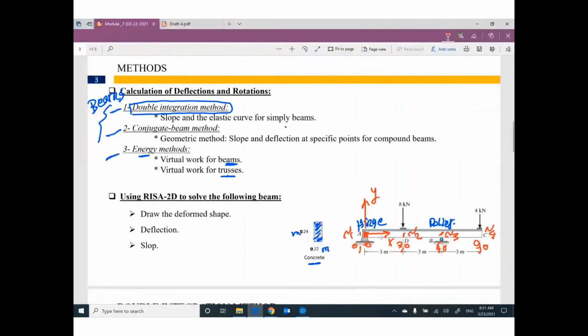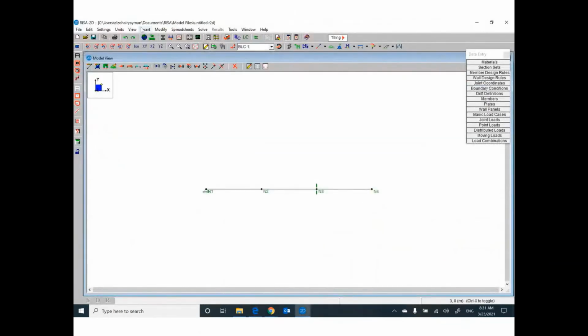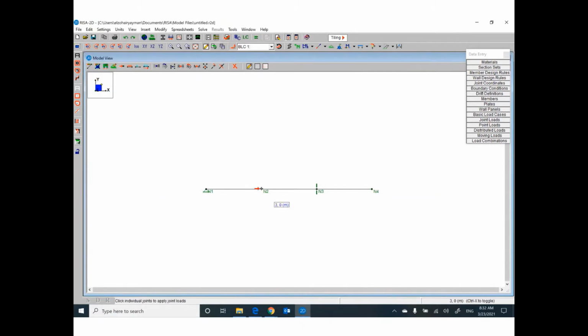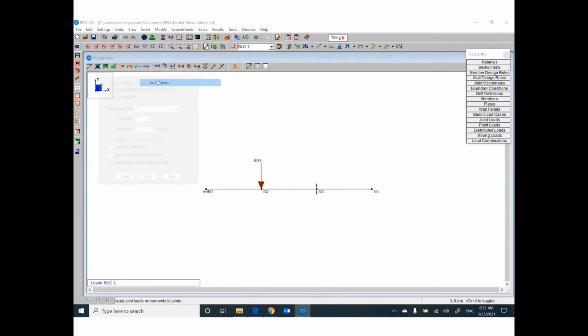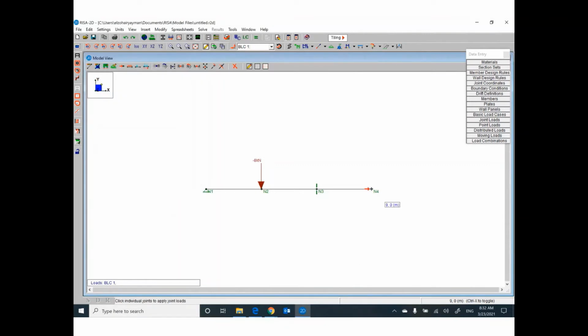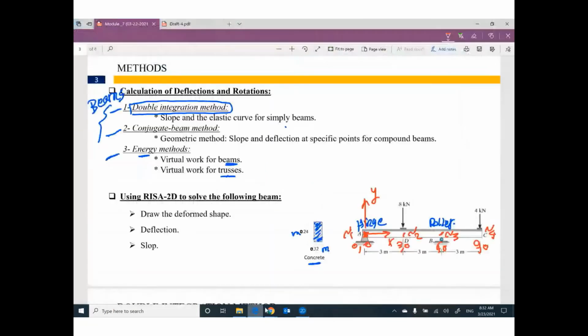What else? We have concentrated load here, 8 kilonewton, and I have node. So insert joint load in y direction, -8 kilonewton. Apply. Here you go. One more time. Insert joint load -4. Apply. Here you go. We are good. 8, 4, the beam, hinge, roller, everything is good.